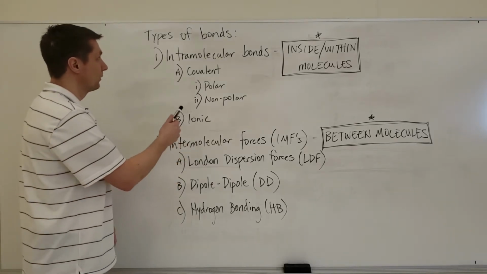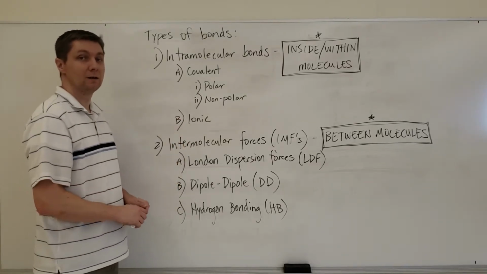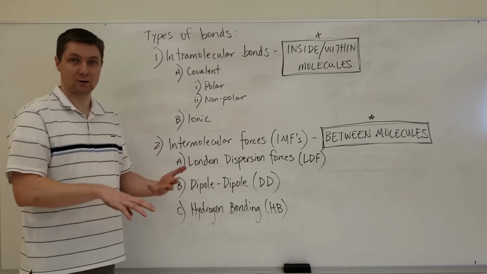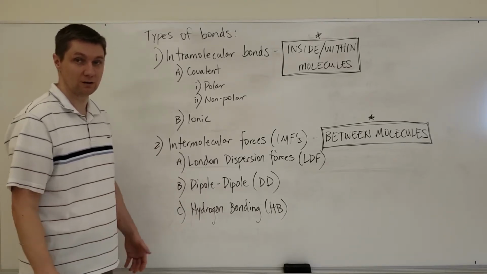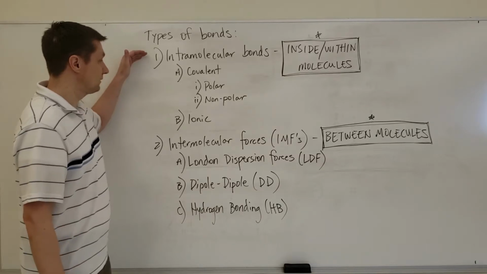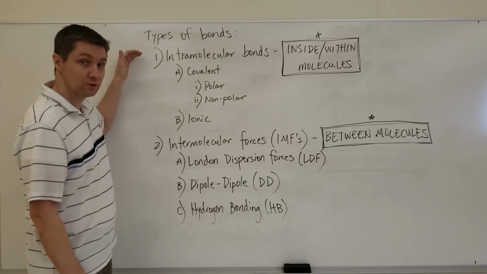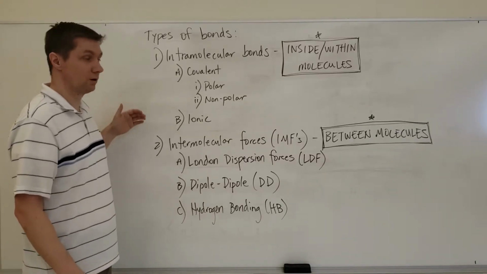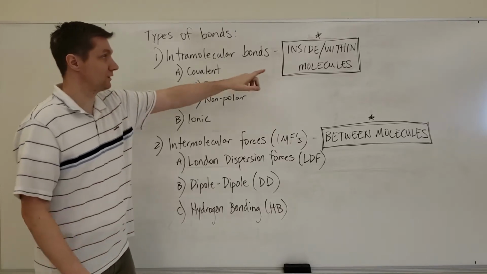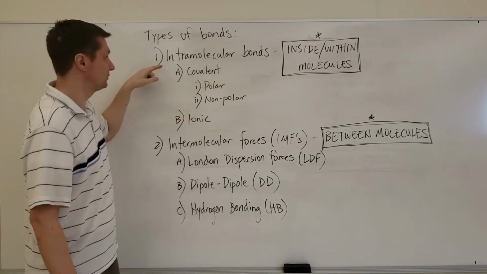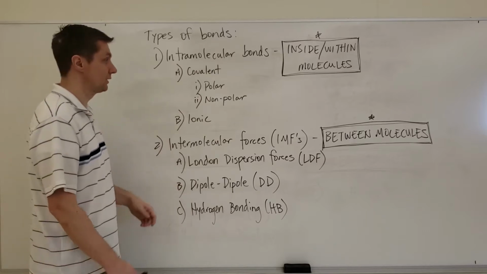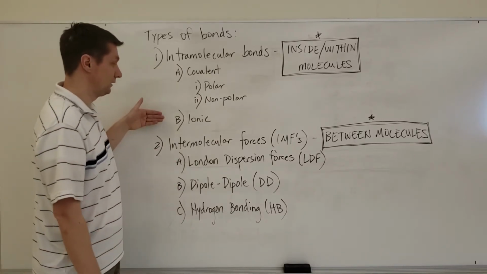Okay, everybody, so we're going to learn about types of bonds today, some stuff that we've already learned about, and ease our ways into some things that we haven't learned yet. So we did talk about two types of bonds that occur with molecules. We have bonds that occur inside or within molecules. These are called intramolecular bonds. And there's two types of those. We have covalent and ionic bonds.